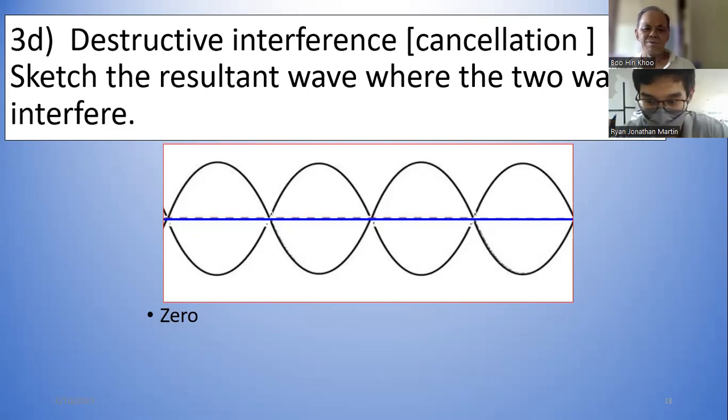Okay. May I know, transverse waves, right? Why is it that only transverse waves can be polarized? Why is it longitudinal waves cannot be polarized? Is that what you're asking? Yeah, like why longitudinal cannot be?